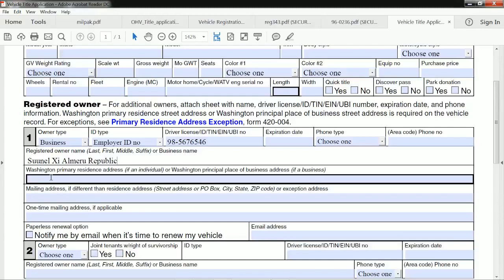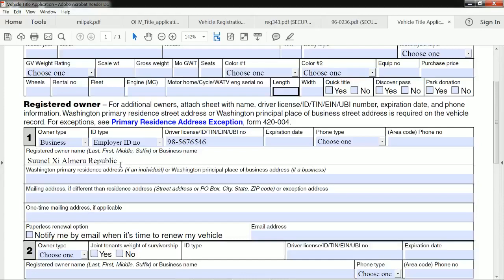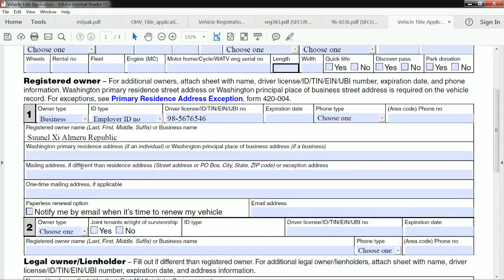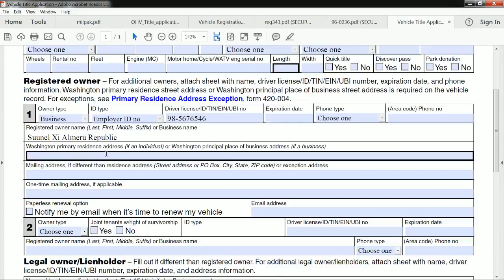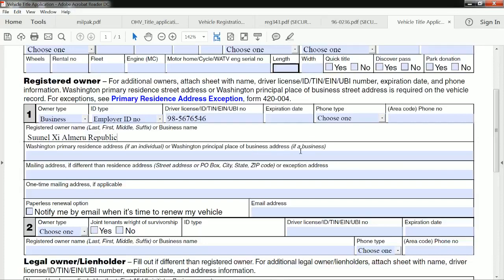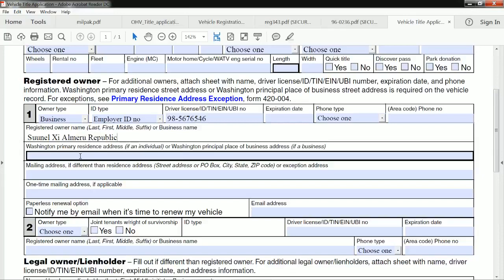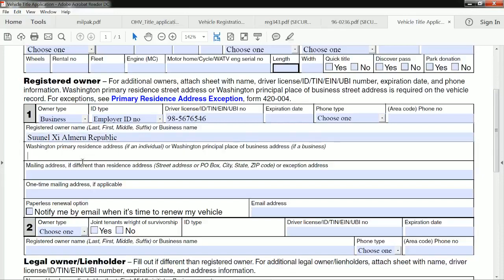So now, Washington primary residence address, if an individual, or Washington principal place of business address, if a business. Okay, mailing address is different than residence address. So mailing address would be the domestic mailing address here. Not a primary business. Okay, that would be Morocco for our particular trust. You know what I'm saying?